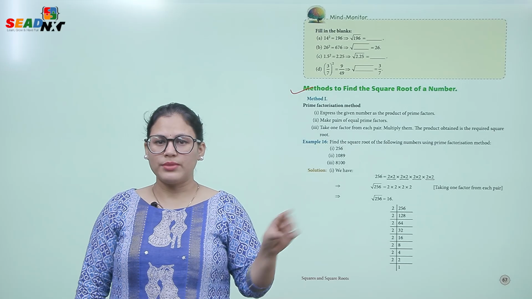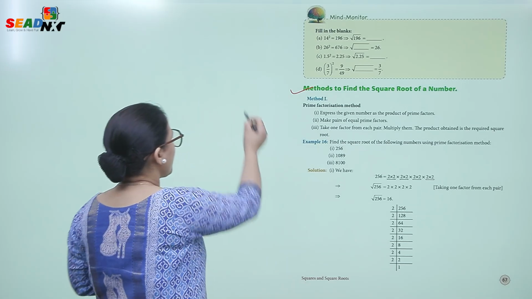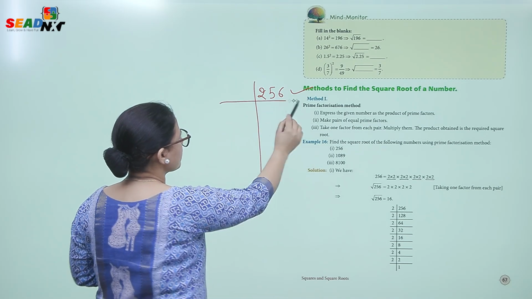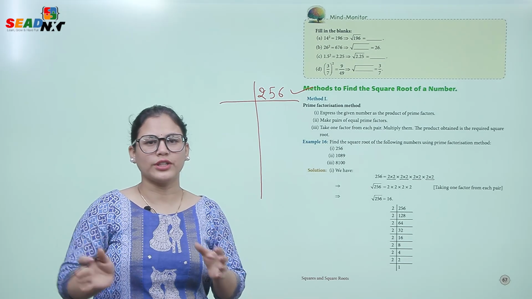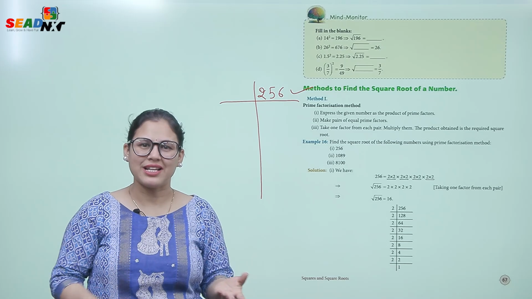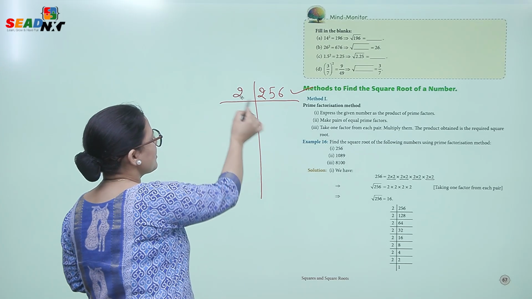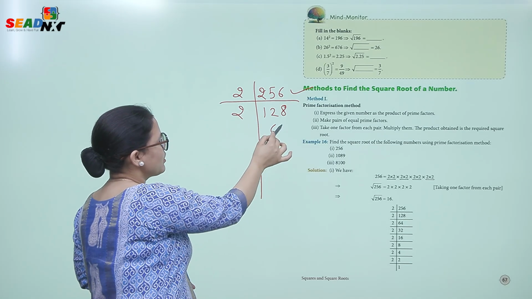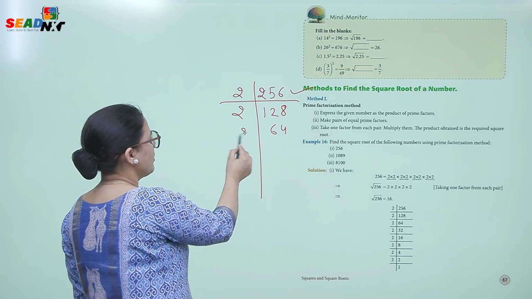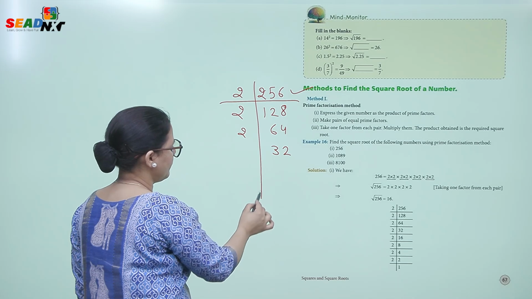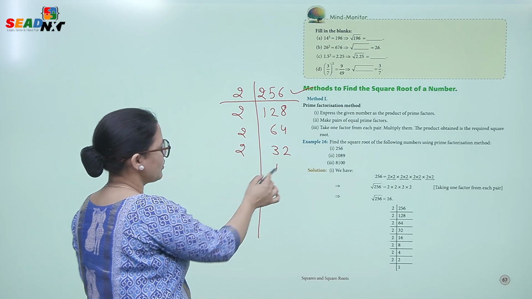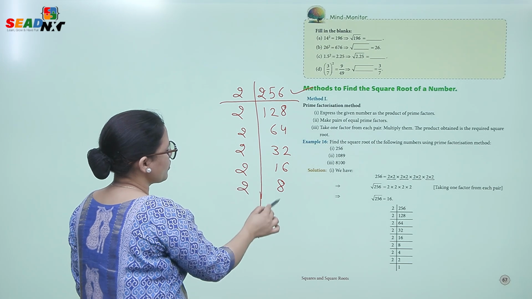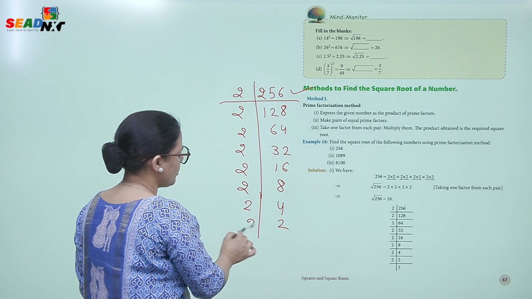Find the square root of the following numbers using the prime factorization method. Okay, 256. So first we will find the prime factors. Okay, all of you know how to find the prime factors, right? In previous class भी पढ़ा हुआ है. Okay, 2 1s are 2, 2 2s are 4, and 2 8s are 16. Then 2 6s are 12, 2 4s are 8. Okay, 2 3s are 6, 2 2s are 4. Then 2 1s are 2, 2 6s are 12. 2 8s are 16, 2 4s are 8, 2 2s are 4, 2 1s are 2.